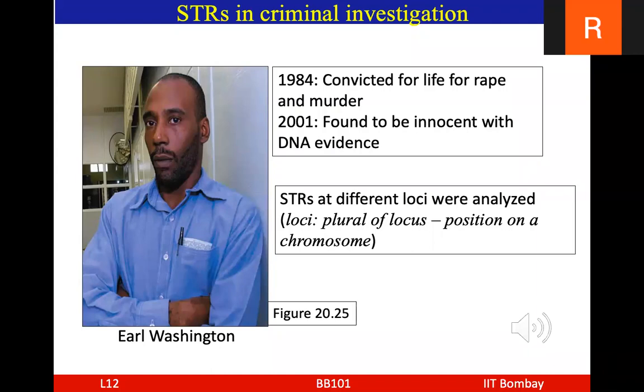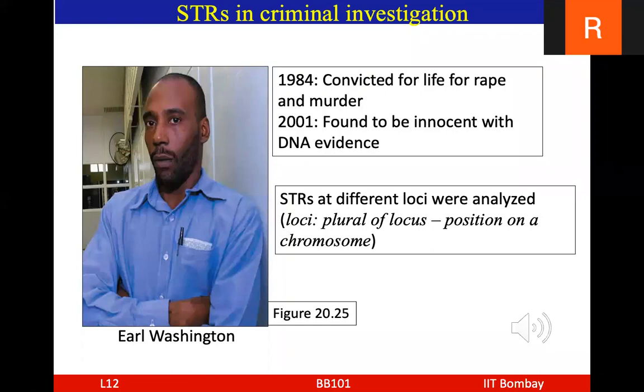Imagine Earl Washington's life. For 16, 17 years, a person is just jailed. And after the technological advances in biology, they examined the DNA and found that he is innocent. So what was analyzed? The DNA, as we discussed, is basically certain sequences of ATGC which are aligned. And many sequences are there. One of them that was analyzed was the short tandem repeat, STR.